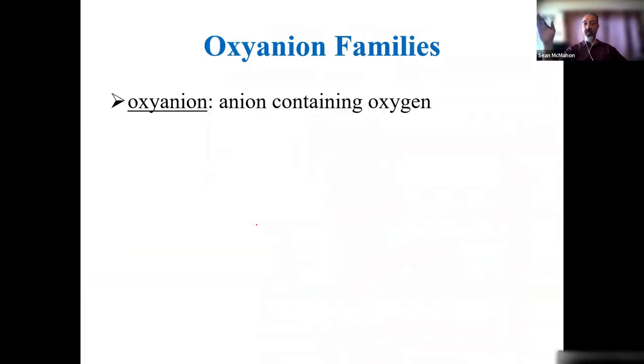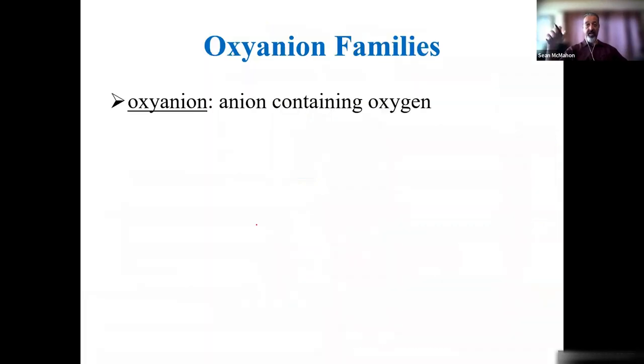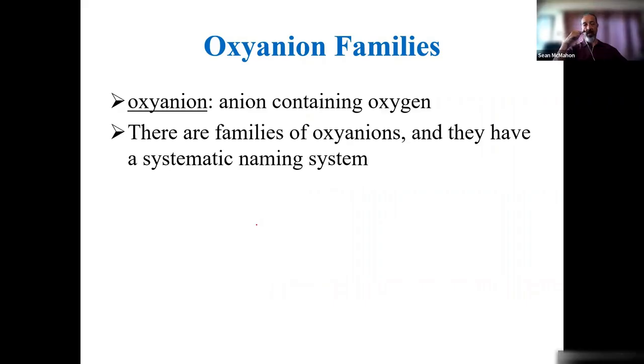So first, these polyatomic ions that I had in blue, where I'm going to teach you a little trick, are called oxyanions. That's because they typically have more than one oxygen. So there are families of these polyatomic ions called oxyanions. Polyatomic ions: more than one atom, covalently bound, carrying a charge.